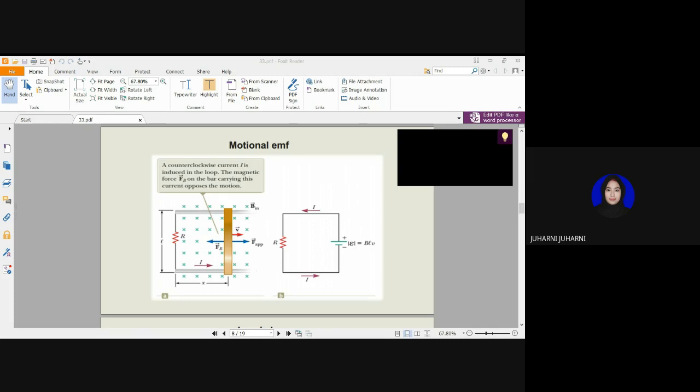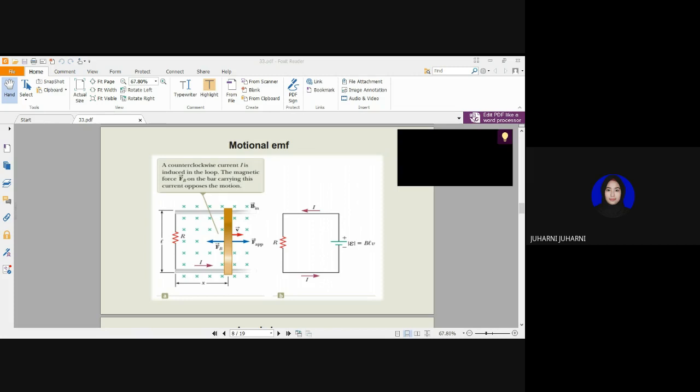There are more interesting situations when the moving conductor is part of a closed conducting path. This situation is particularly useful for illustrating how a changing magnetic flux causes an induced current in a closed circuit.